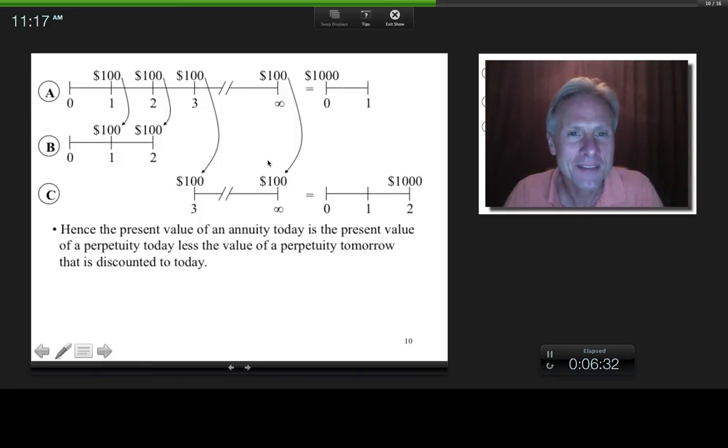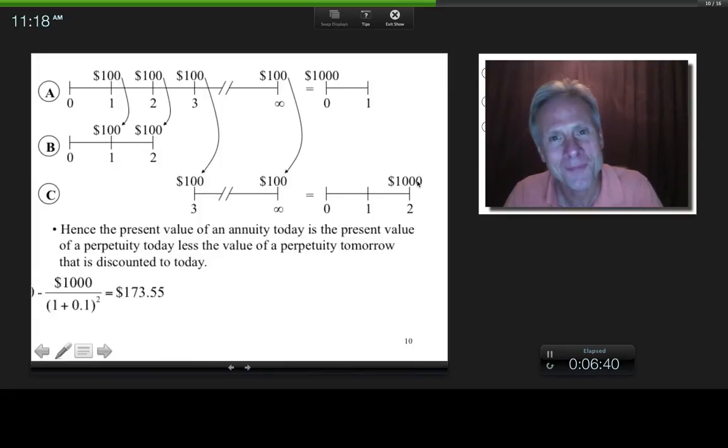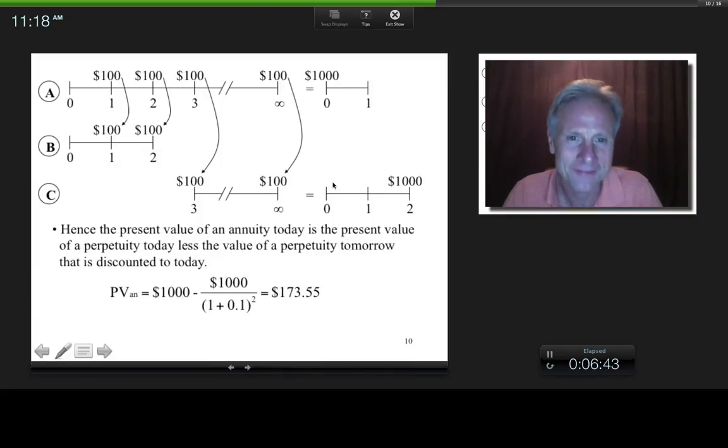So we could say that the present value of this annuity today is this $1,000 minus this $1,000, the perpetuity tomorrow, but I got to bring it back 2 time periods. So here we have the present value of the perpetuity today. Here's the perpetuity tomorrow. That's this guy. I'm discounting at 2 time periods, and boom, I have the present value of my annuity.